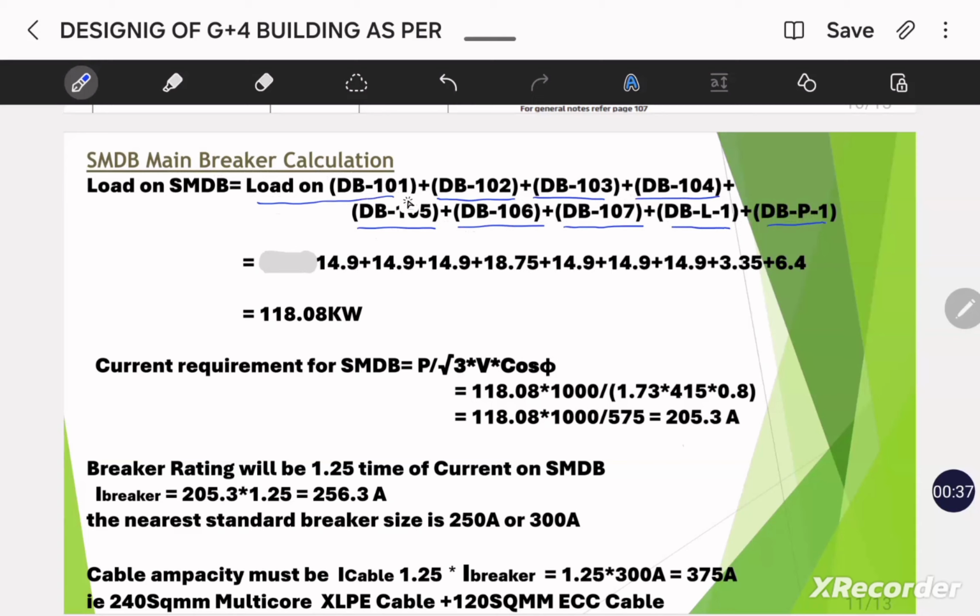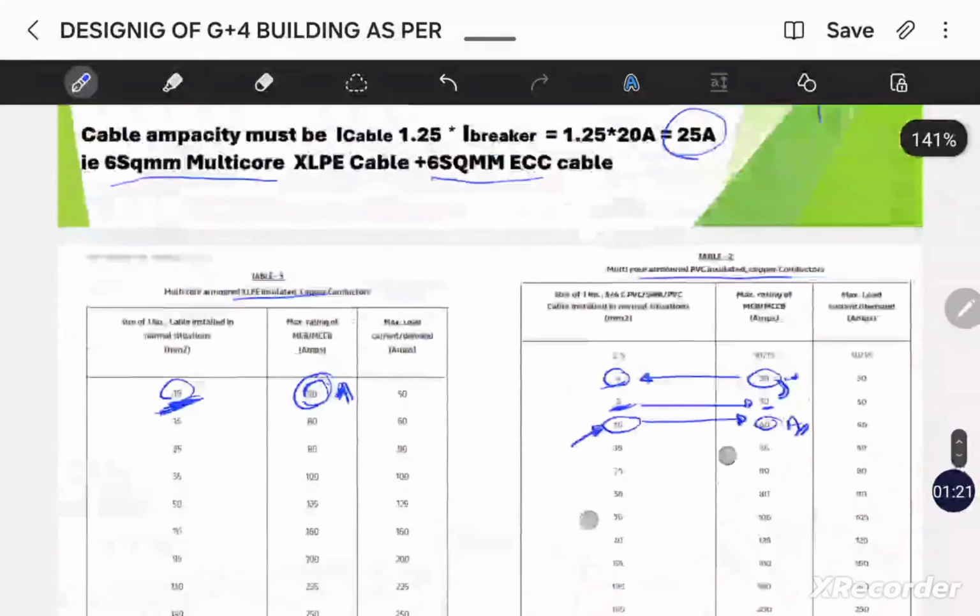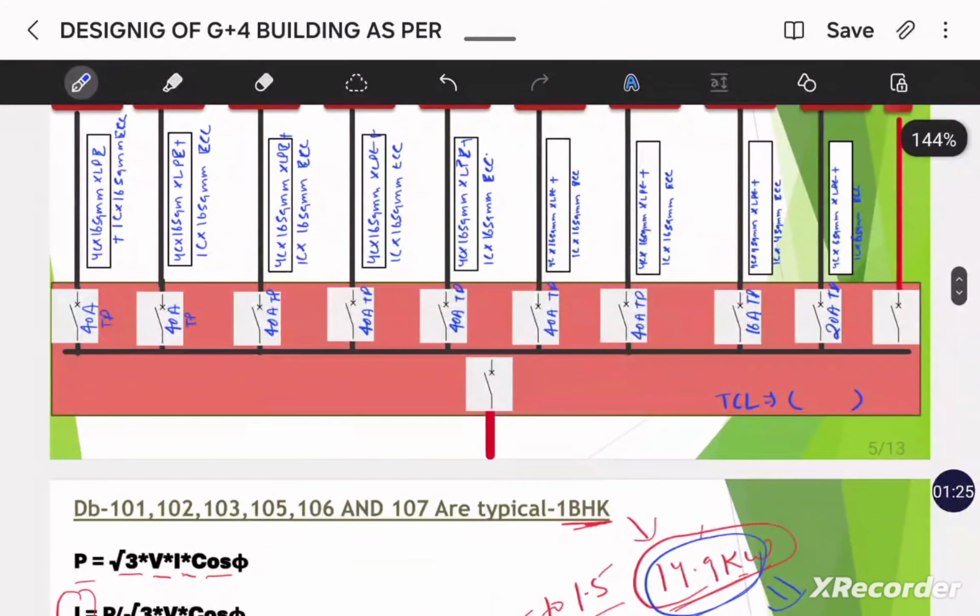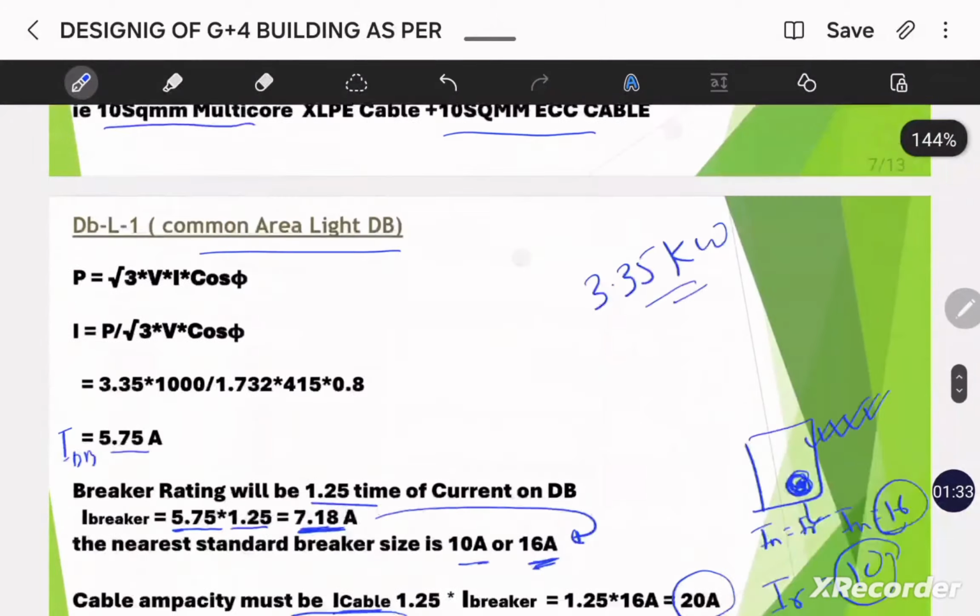So the load on DB101 is 14.9, for DB102 14.9, for DB103 14.9. The load on DB104 is 18.75. The load on DB105 is 14.9. The load on DB106 is 14.9. The load on DB107 is 14.9. The load on DBL1 is 3.3 kilowatt and the load on P1DB is 6.4 kilowatt. If we add this load, we will come to a value of 118.08 kilowatt. So 118.08 is the total connected load with this SMDB. Hope you are clear so far.